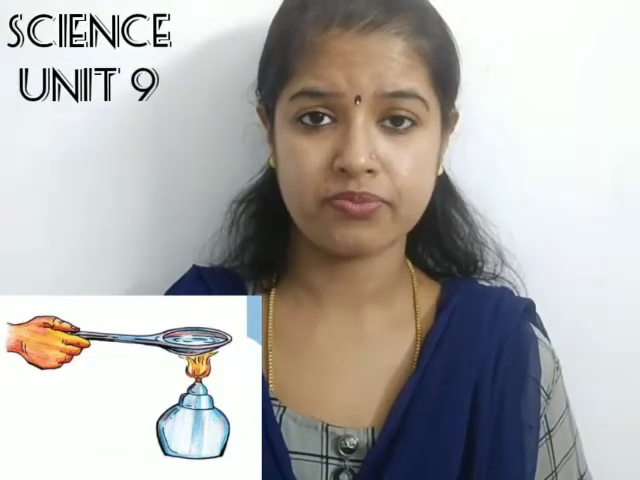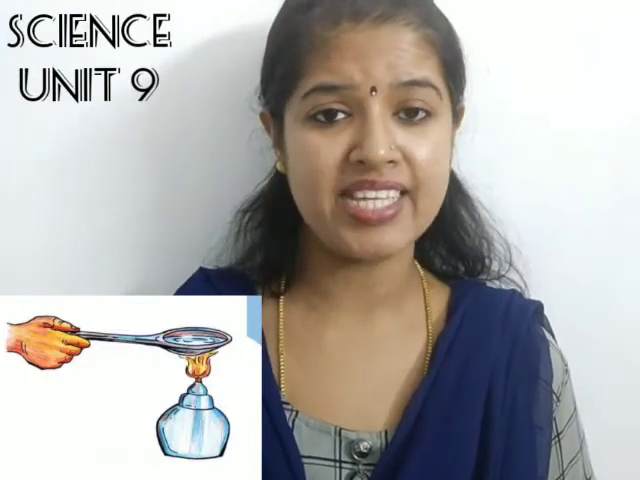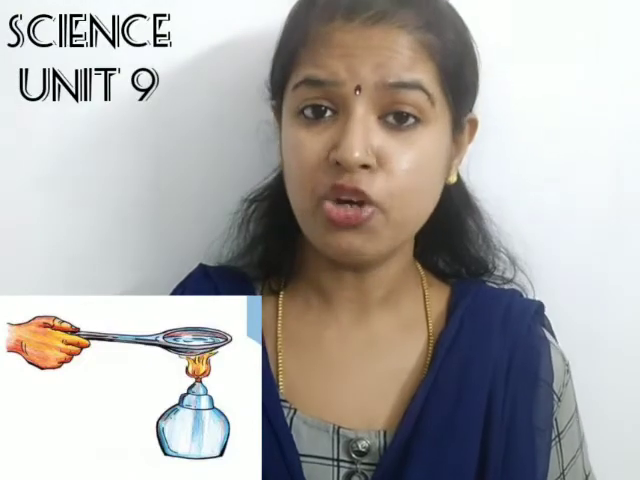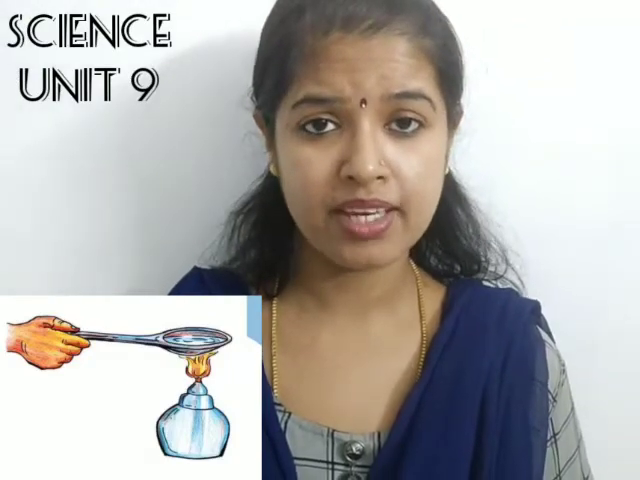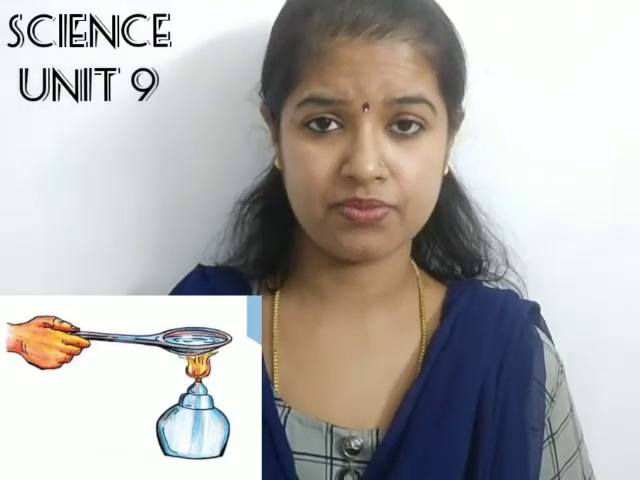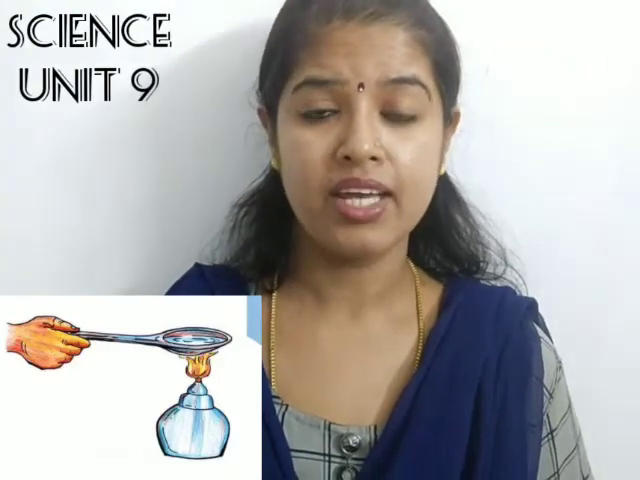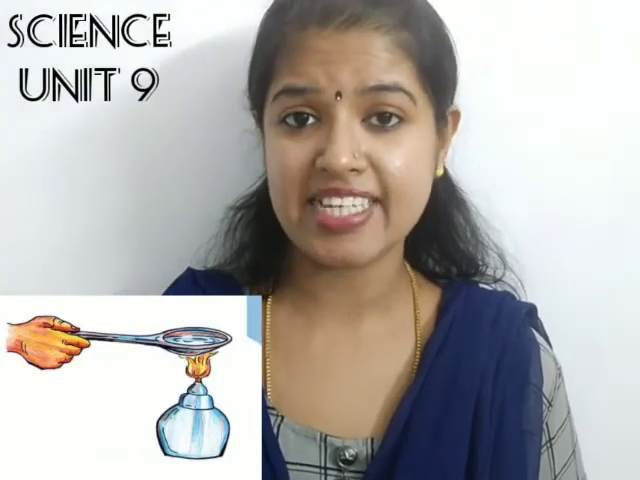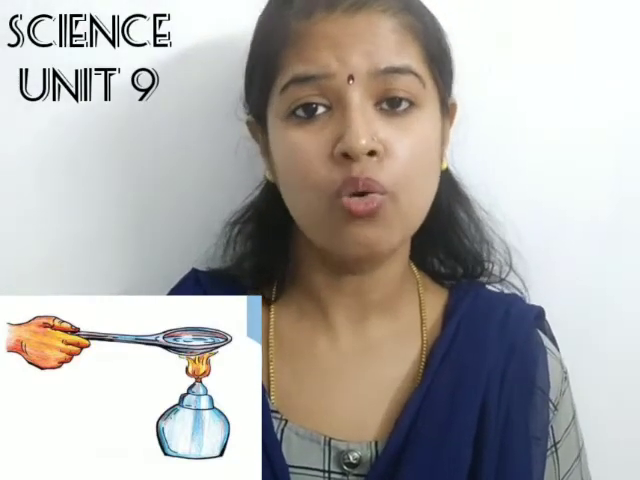Now there is an experiment in your textbook. The experiment is as follows. Take a spoon, put some water in it, and heat it using a spirit lamp, as you can see from the picture. When you heat it, first the heat gets transferred to the spoon and then finally to the water. Such a transfer of heat from one place to another is called heat transmission. Here the heat gets transmitted from the spirit lamp to the spoon and then finally to the water.